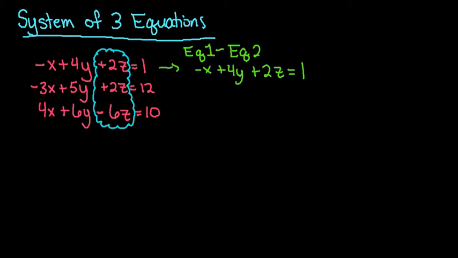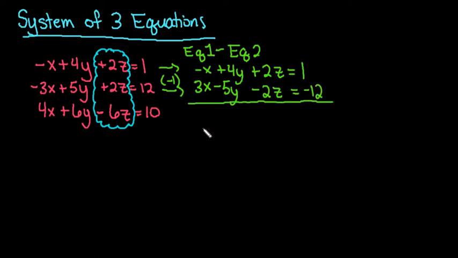For the second one, what we're going to do is multiply this by negative 1. And the reason I'm multiplying by negative 1 is because that's the same thing as subtracting. It changes all the signs, which will make this a negative 2z, so my z's would cancel out. Because remember, we're trying to get the z's to cancel out. So when I multiply this row by negative 1, I end up with positive 3x minus 5y minus 2z equals negative 12.